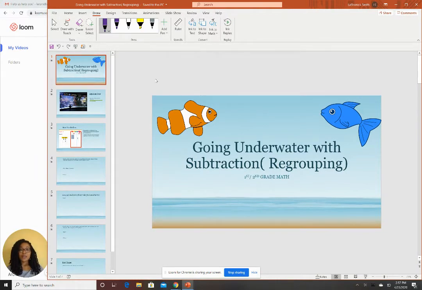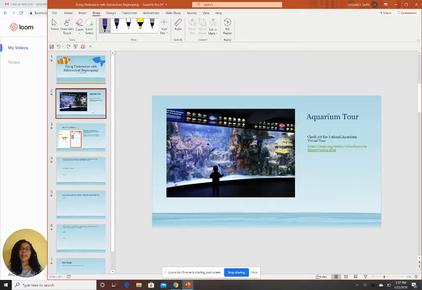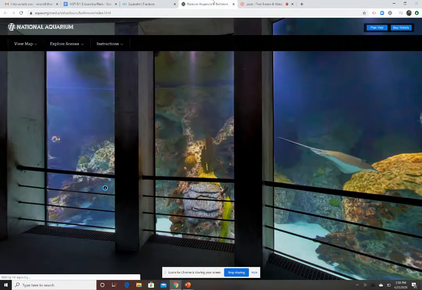And our theme this week is going underwater. So we're going to be talking obviously about subtraction, and we're still going to be working on regrouping, which we started last week. But I also want to show you a really cool website online, and it's the National Aquarium, and it's a virtual tour. So really quick, I'm going to kind of show you what that is.